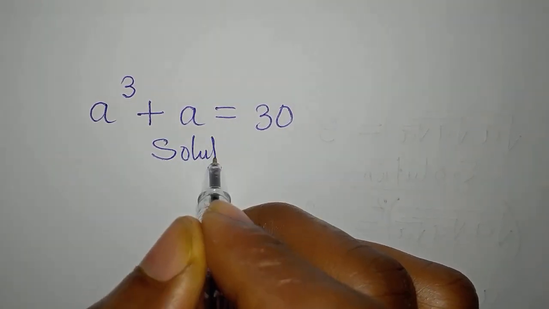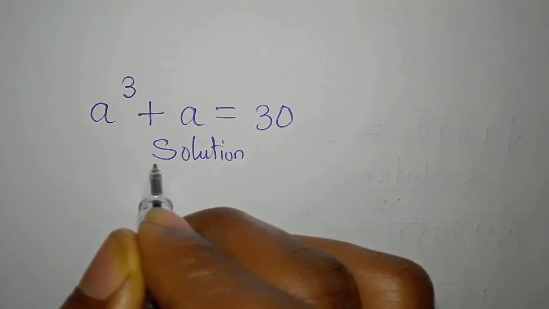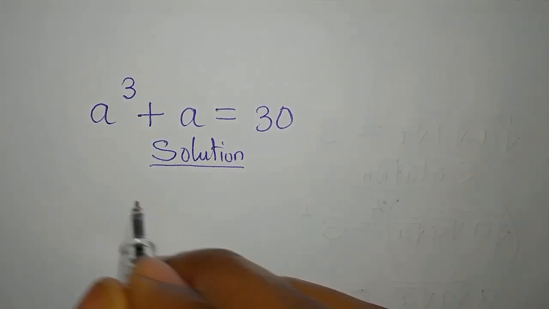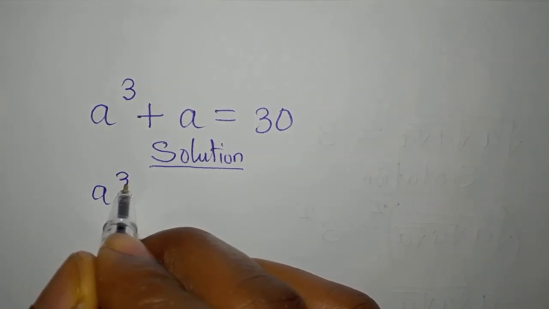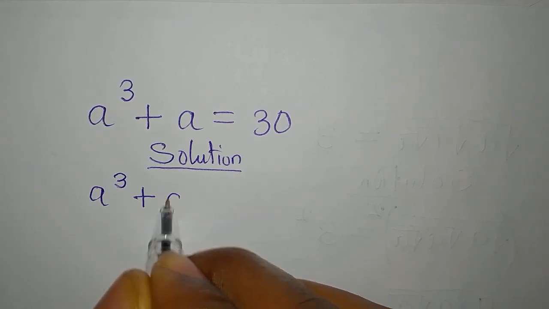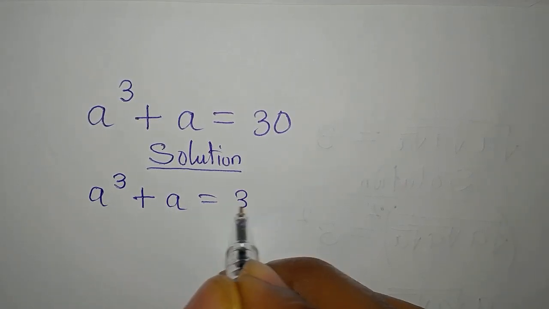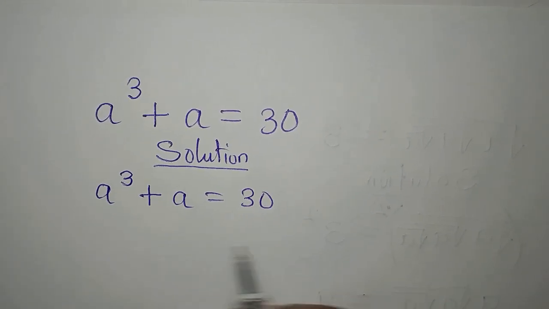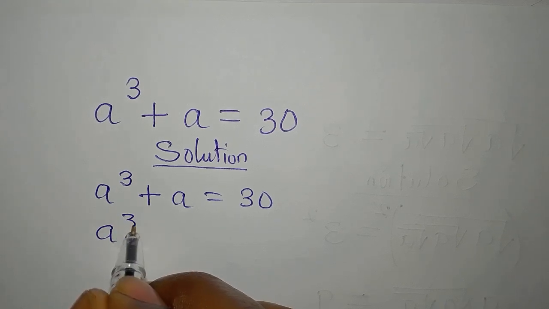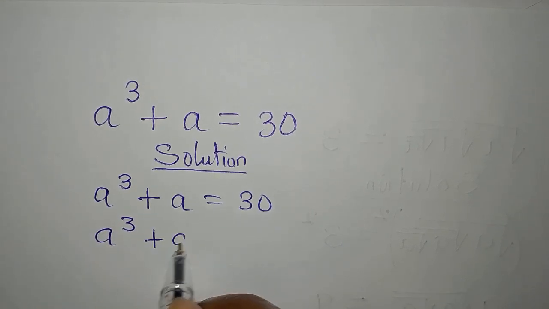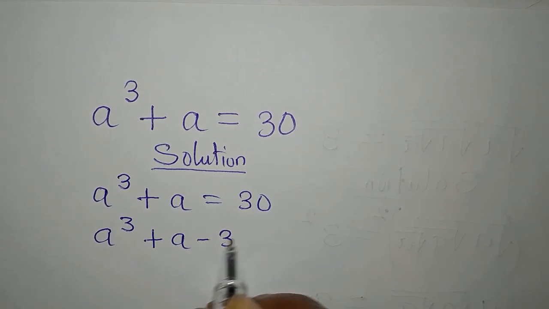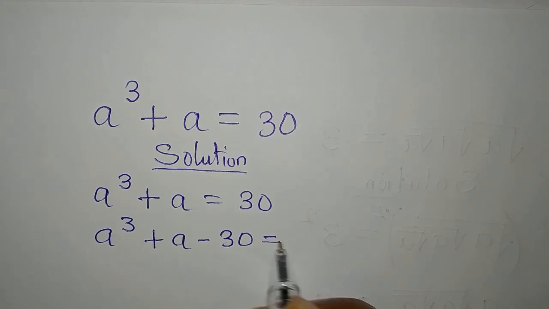Let's provide a solution to this problem. A to the power of 3 plus A equals 30. A to the power of 3 plus A minus 30 equals 0.